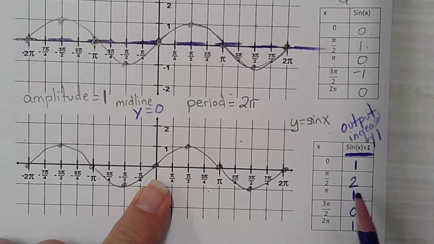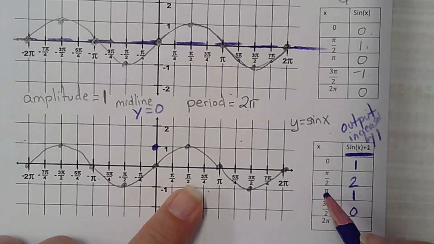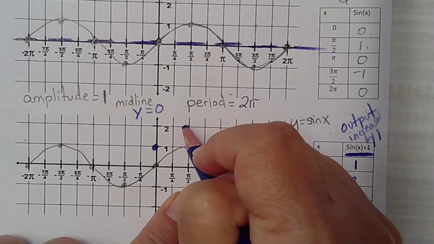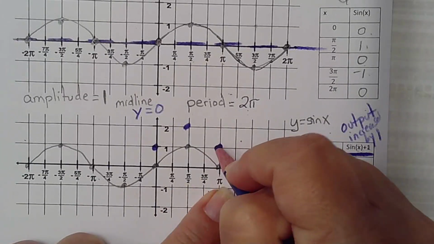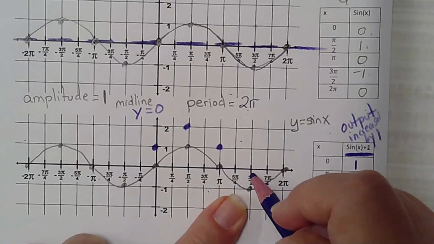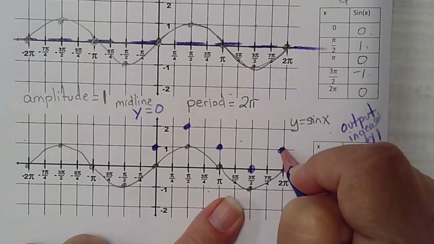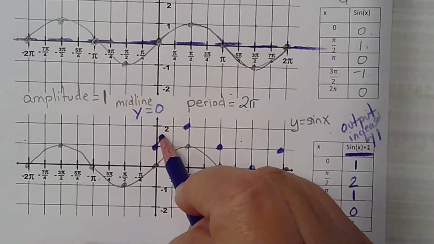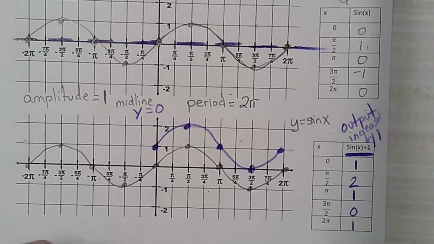So if I come and I graph my points, at 0, I'm at 1. At pi over 2, I'm up to 2. At pi, I'm at 1. At 3 pi over 2, I'm at 0. And at 2 pi, I'm at 1. So I make a hill and a valley.